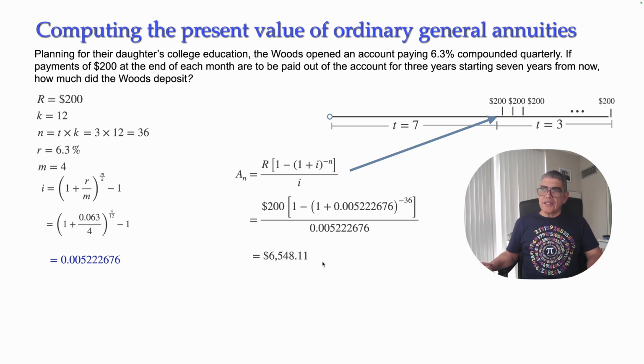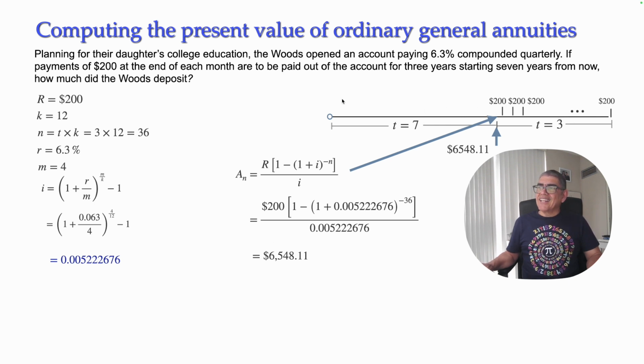So you can do that, and you notice that the present value of this annuity, so the amount here at this point, is going to be 6,548.11. So this is the present value of this annuity, but this is actually the future value of this 7 years period. So they need to put here some amount at the beginning of these 7 years that allow them to have 6,548.11 at the end of these 7 years. After that, it will be withdrawing every month $200.